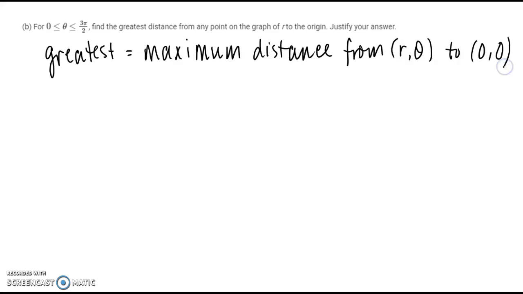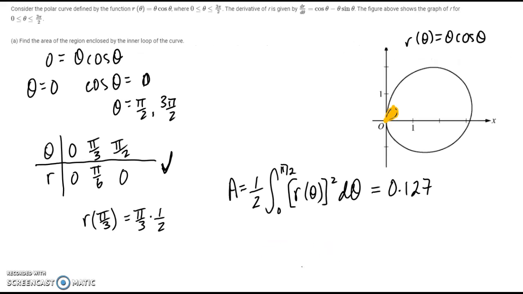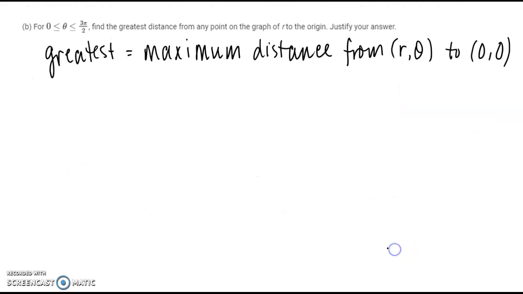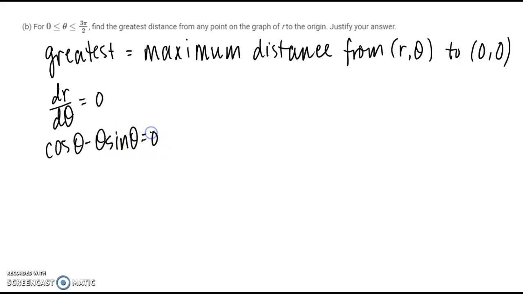How do we determine maxes and mins? We find where our derivative equals 0. Our derivative was given. Okay? dr d theta was given. So I'm going to find where dr d theta equals 0. Okay? So cosine theta minus theta sine theta, where does that equal 0? And I'm going to use my calculator. All right, I'm going to bring it up now.